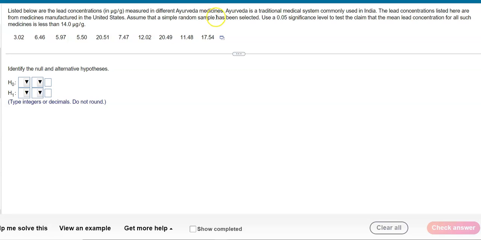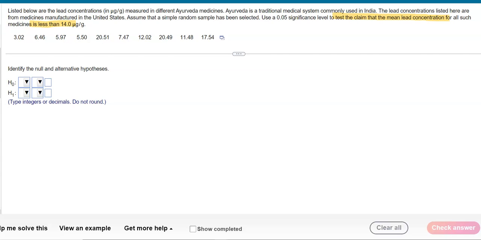Assume that a simple random sample has been selected. Use a 0.05 significance level to test the claim that the mean lead concentration for all such medicines is less than 14.0. So first we need to figure out what the null and alternative hypotheses are. They told us in the question the claim, right, to test the claim that the mean lead concentration is less than 14. So we already know more or less what we're going to be doing here.